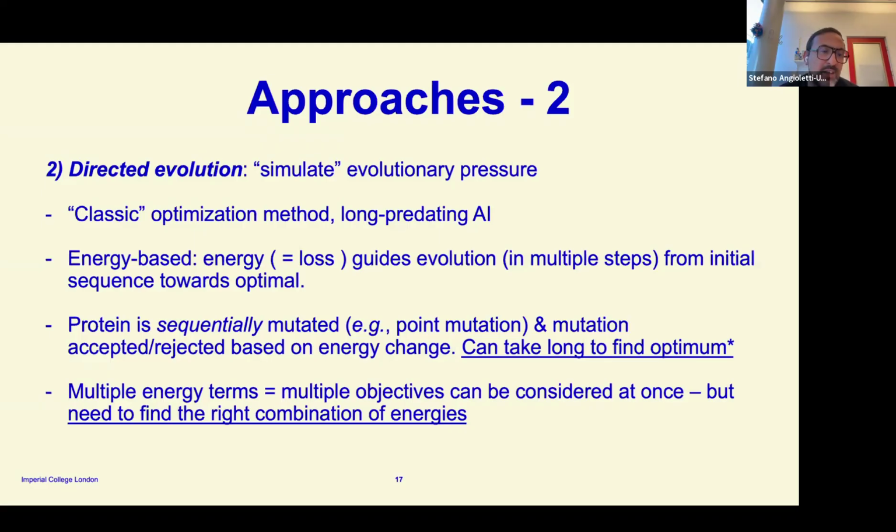How is this evolution guided? In your computer, you basically start with a known protein, or you start with a random amino acid sequence, you make one mutation, and then you accept or reject that mutation based on whether or not your loss function has increased or decreased. And you keep doing it until you reach the desired protein. Obviously, compared to a generative approach where you basically ask AI to generate immediately a protein with the right property, this is a sequential approach, and it can take a long time before you can find any minimum.